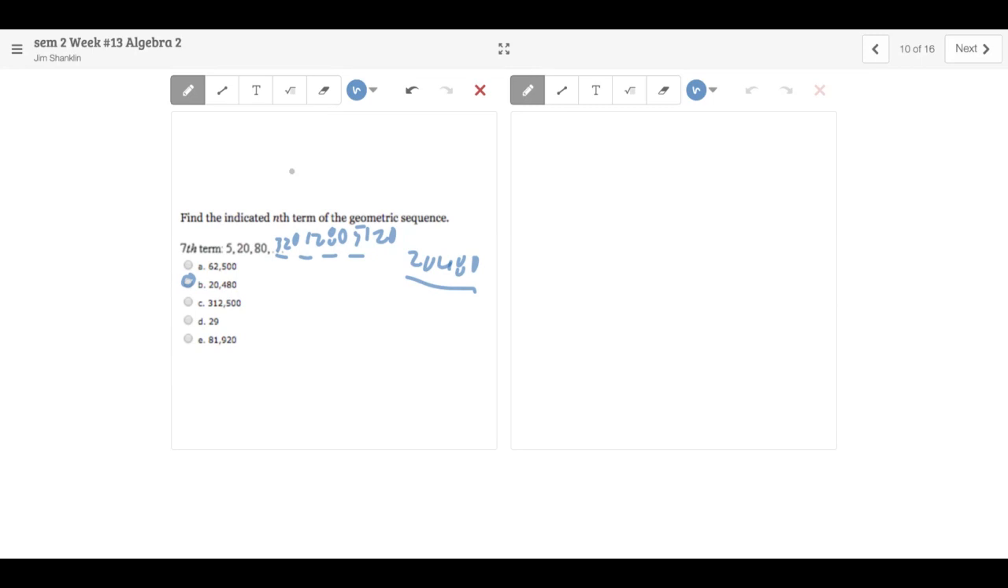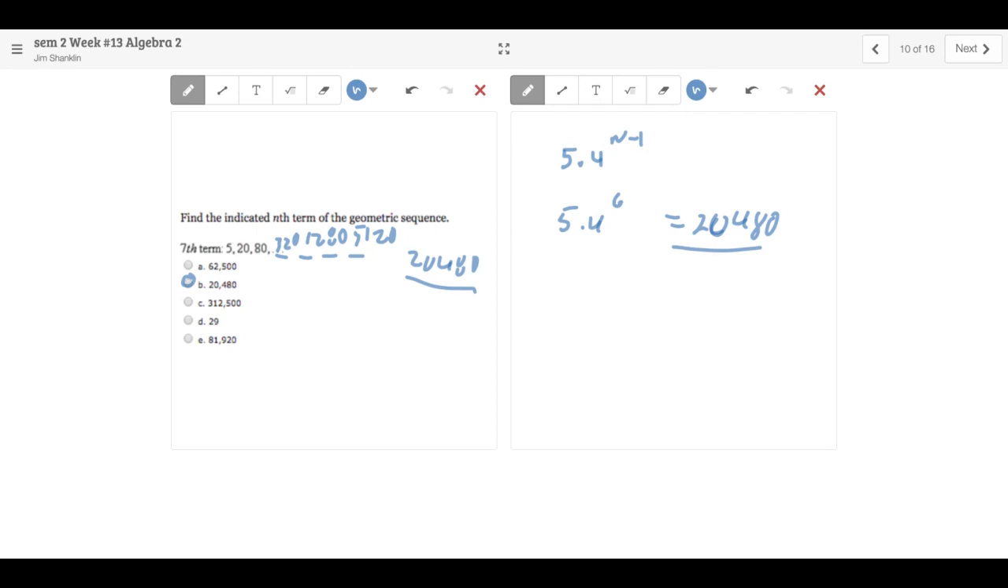But if I was going to really do this problem, I'd probably say, okay, my first term is 5, my ratio is 4, n minus 1. So I want to find the 7th term. So I put 7 in here. So this is going to be 5 times 4 to the 6th power. Let's see if we get the same answer. 5 times 4 raised to the 6th power, I get 20,480. Okay, so I get the same answer regardless of which way I do the problem.